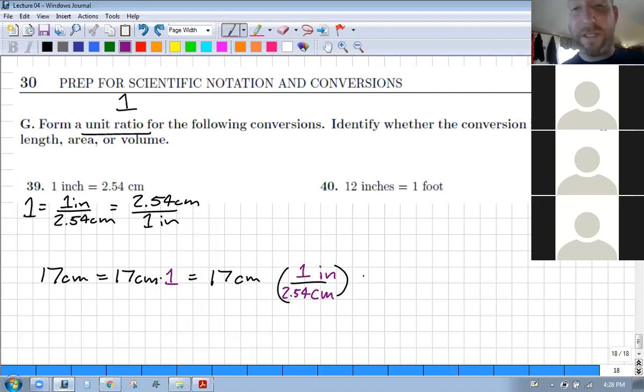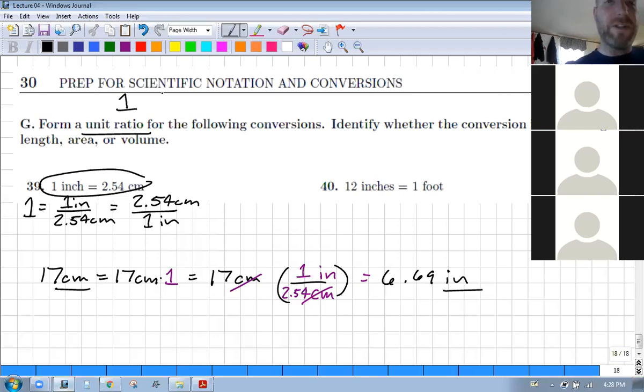And we're just using it to convert. The centimeters go away and we're left with inches. So 17 divided by 2.54, 6.69 inches. So we start off with centimeters, now we have inches. So we use these relationships to make unit ratios in order to do unit conversion.